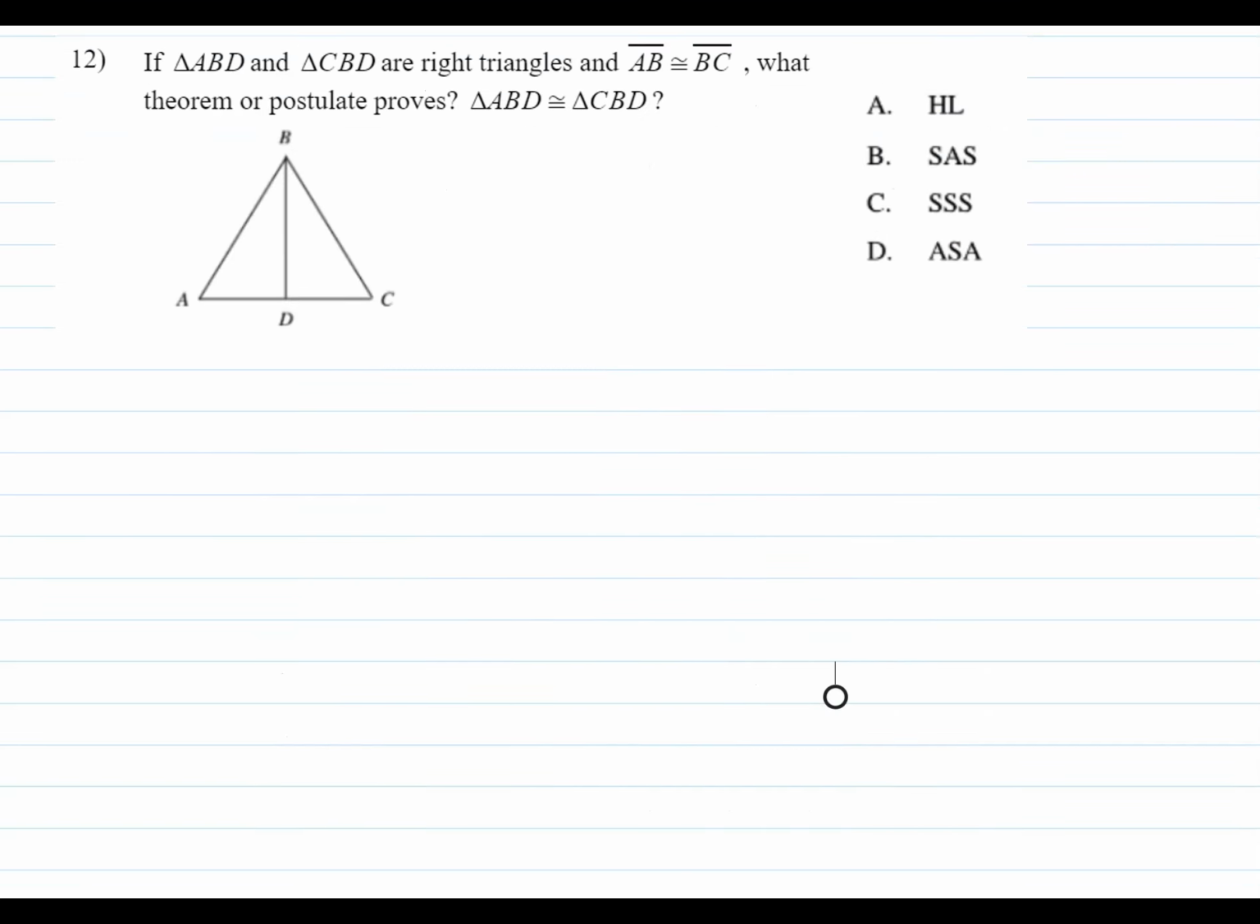If triangle ABD and CBD are right triangles and side length AB is congruent to side length BC, what theorem or postulate proves triangle ABD is congruent to triangle CBD? Okay, so let's mark up the diagram. ABD and CBD are right triangles. So that means that we can add 90-degree angles at these two locations, since they're right triangles. Then we know that AB and BC are congruent. So here's AB, and here's BC. They're the same, so I'll put a tick mark.